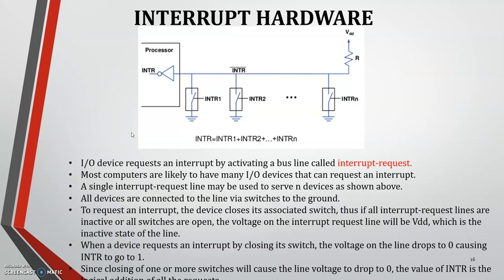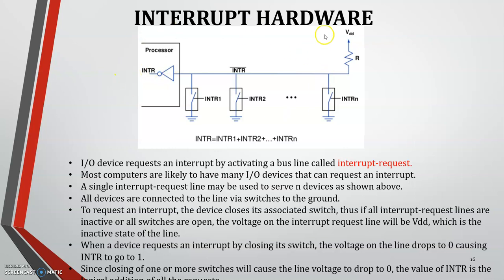So this is the interrupt hardware. We have a dedicated line, that is the interrupt request line. All the IO devices are connected to the interrupt request line, and this line is connected to VDD by a pull-up resistor. So initially INTR bar will be high, and here we have a NOT gate, so the interrupt request given to the processor will be a low signal.